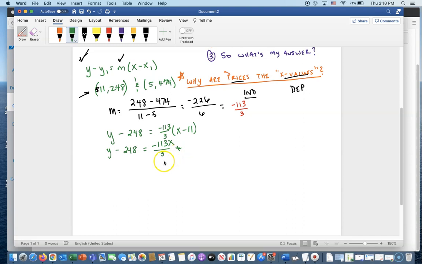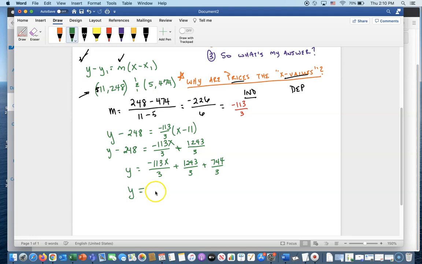So we're distributing that 113. Let's figure out what 113 times 11 is. I've got my calculator here. I'm multiplying those values together, and it's a positive 1243 over 3. Well, now I'm going to add 248 to both sides. But I'm not just going to add 248. I'm going to go ahead and get a common denominator, which would be 3. And it would change the 248 to 744.